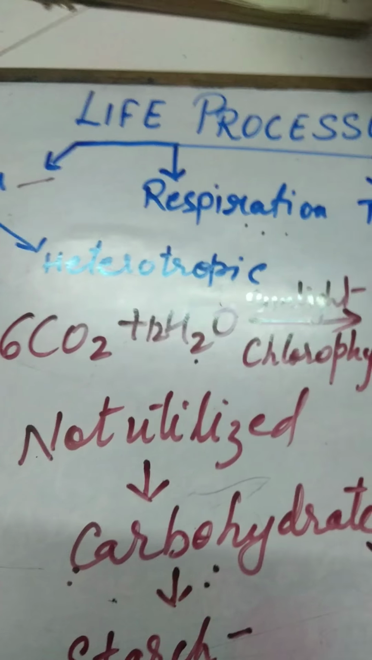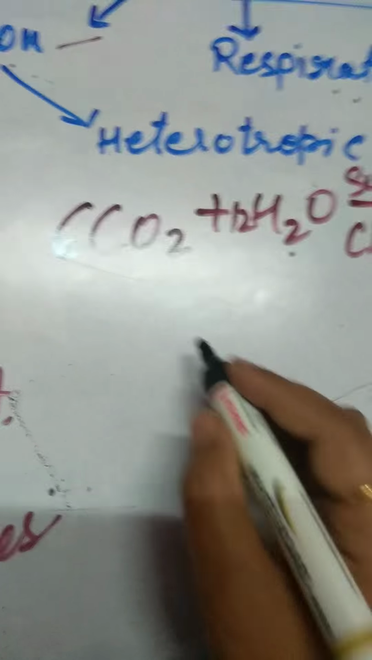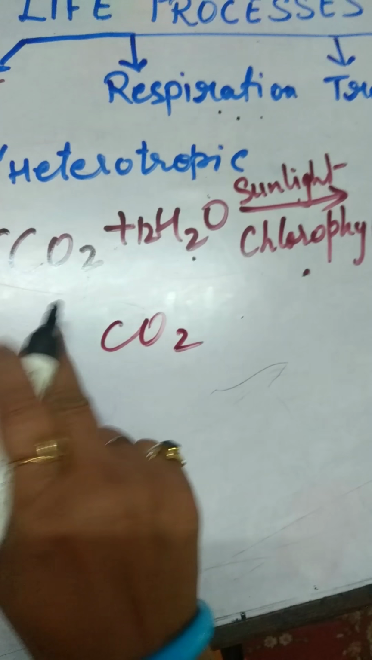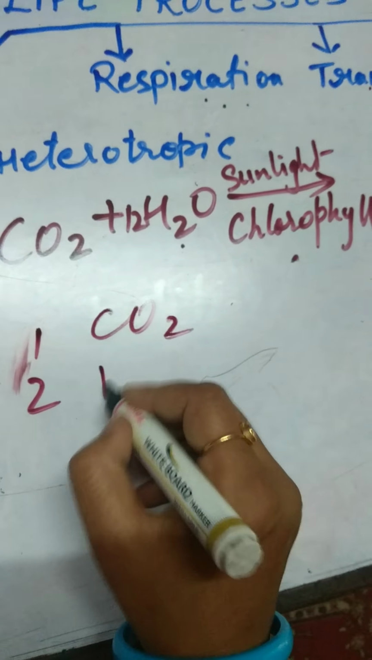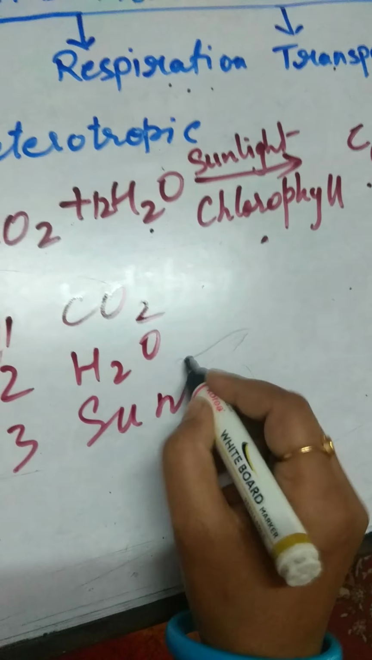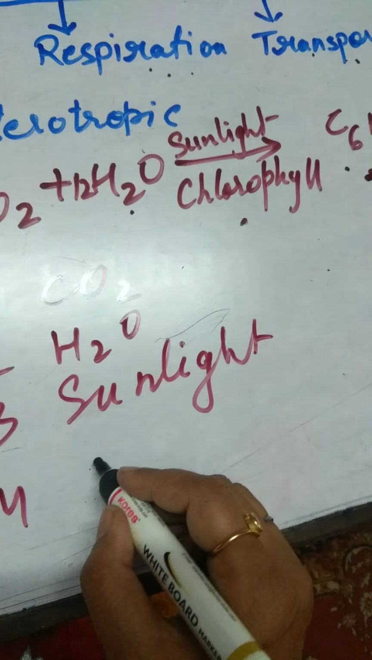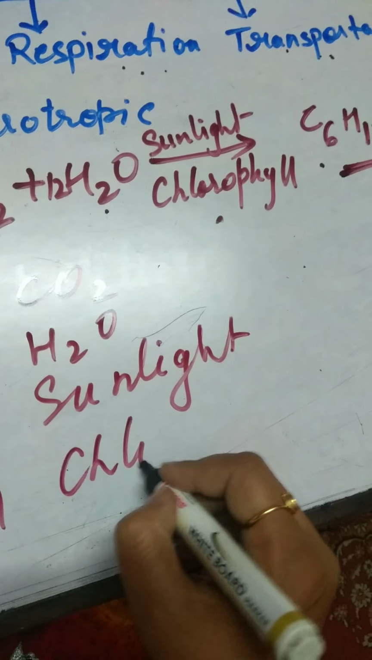Clear, everyone? So, now, what are the different requirements of photosynthesis? Now, it is very easy. With this equation only you will understand. See, obviously, the first requirement will be carbon dioxide. Second, water. Third is sunlight. And fourth is chlorophyll.